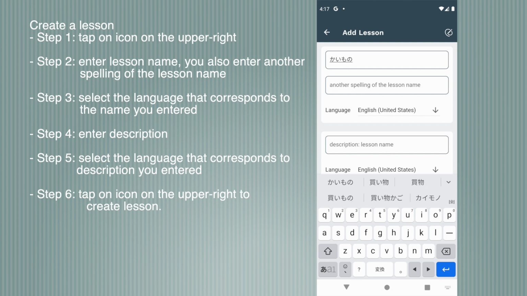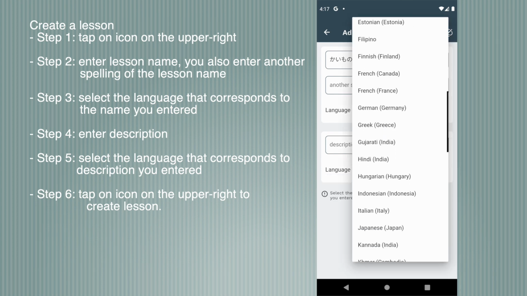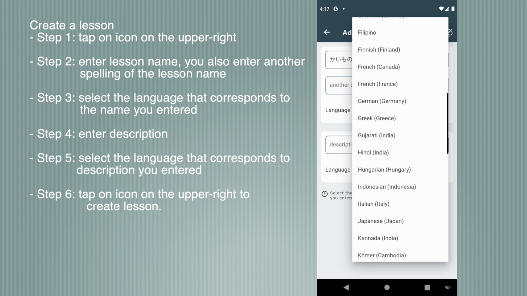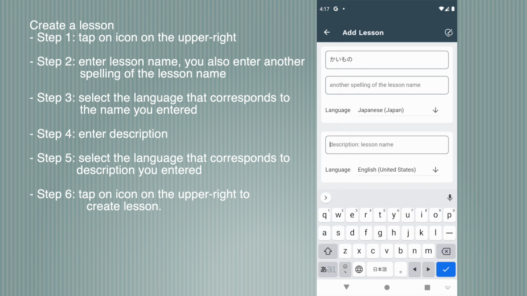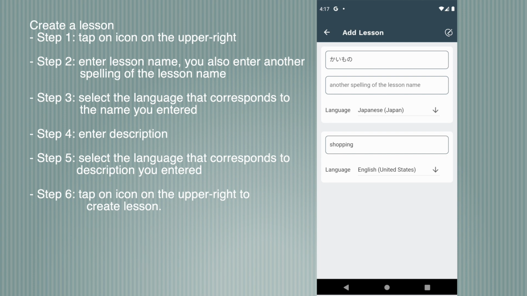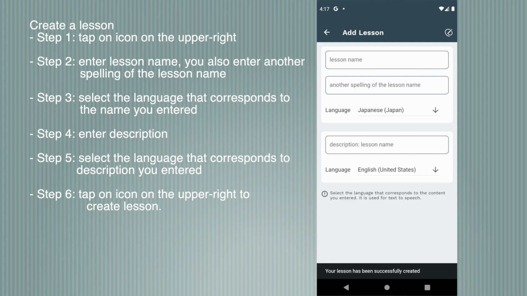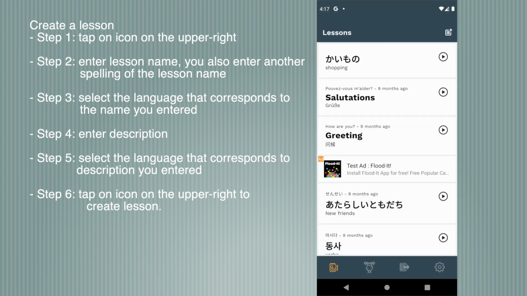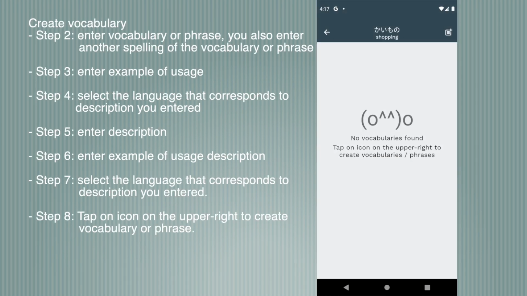Step 3. Select the language that corresponds to the name you entered. Step 4. Enter description. Step 5. Select the language that corresponds to the description you entered. Step 6. Tap on the icon on the upper right to create the lesson. Second, tap on a lesson to go to the vocabulary screen.